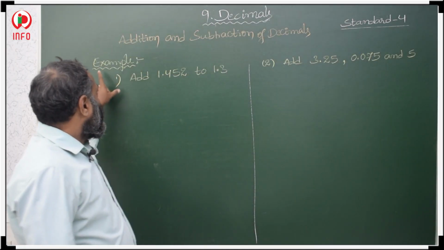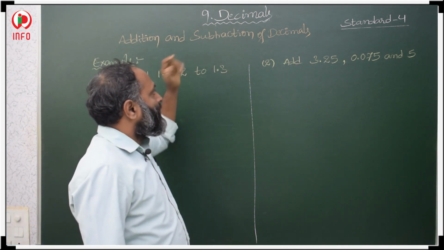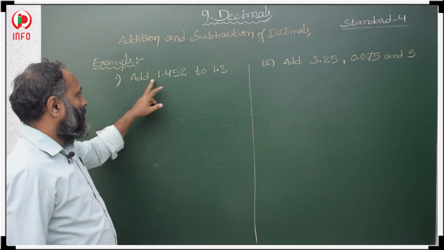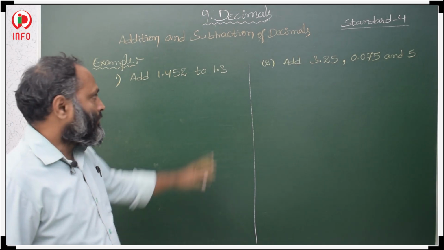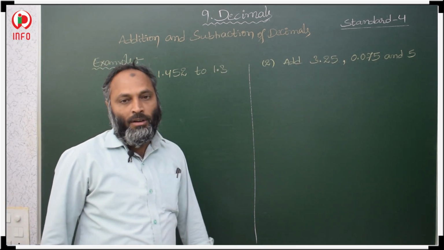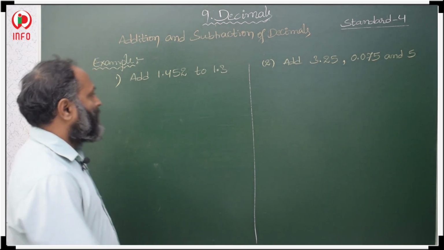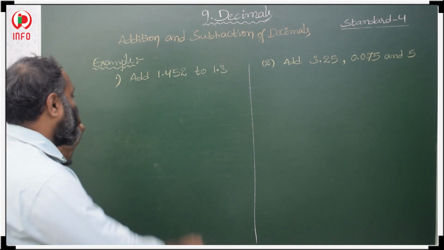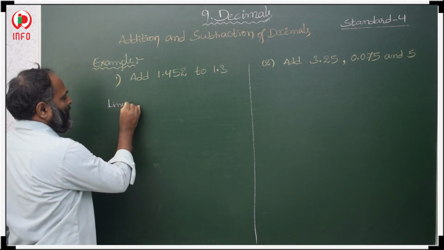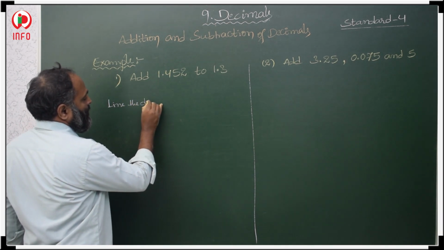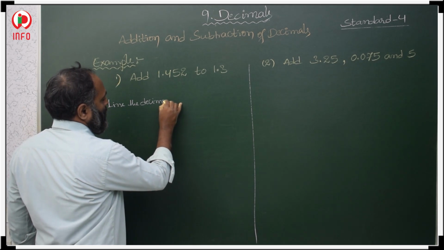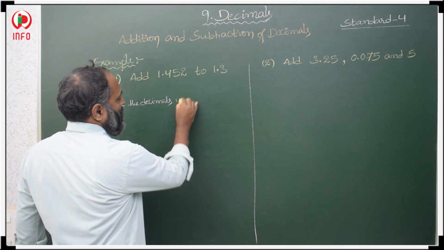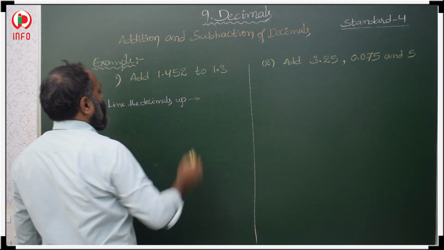Now the next concept is addition and subtraction of decimals: how to add and how to subtract decimals. Here the first decimal is 1.452 and the second decimal is 1.3. Then how to add? First, we have to line the decimals up. That is the first step.